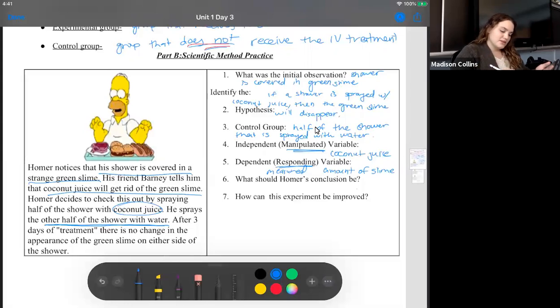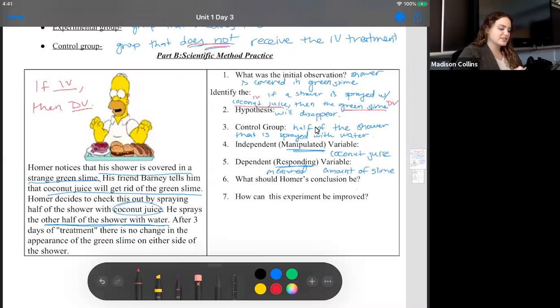Okay. Now, yesterday, I also told you there's a trick to setting up your hypothesis. If you set it up correctly, it should read something like this. If IV, then DV. So let's double check and make sure I did this correct. Well, my hypothesis is if a shower is sprayed with coconut juice, there's my IV, then the green slime will disappear. So green slime is going to be my dependent variable.